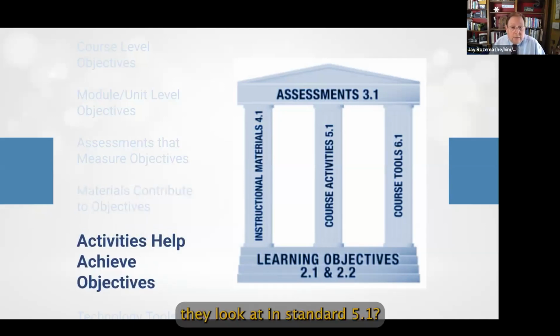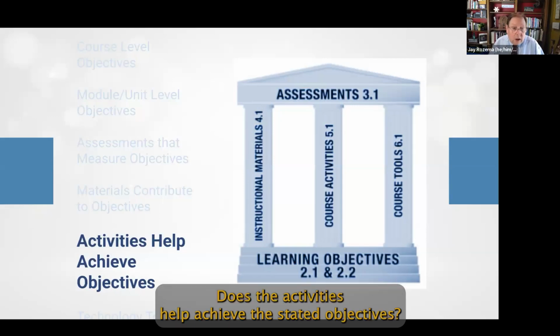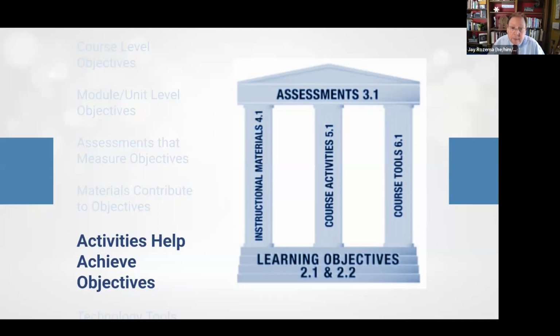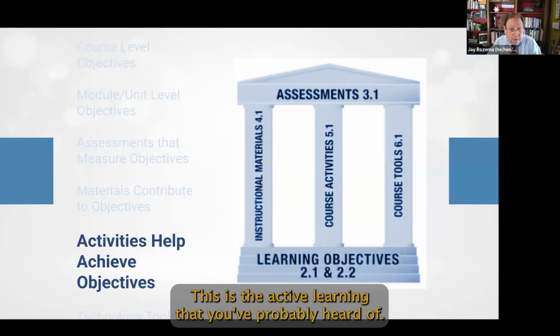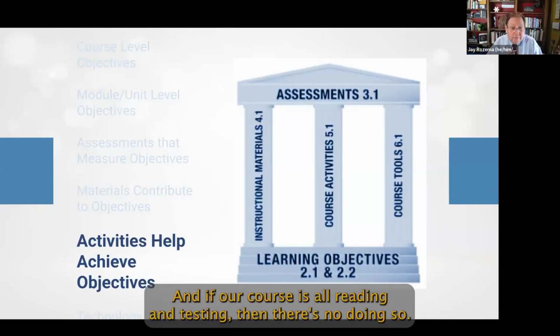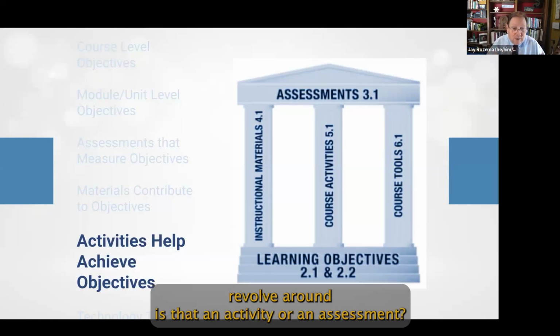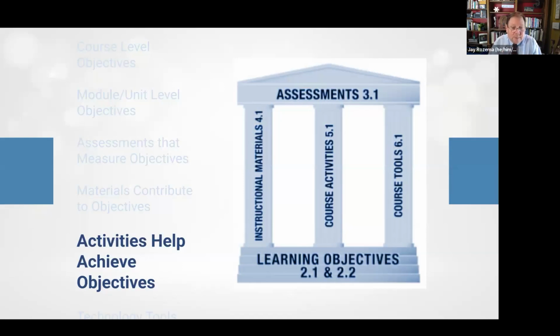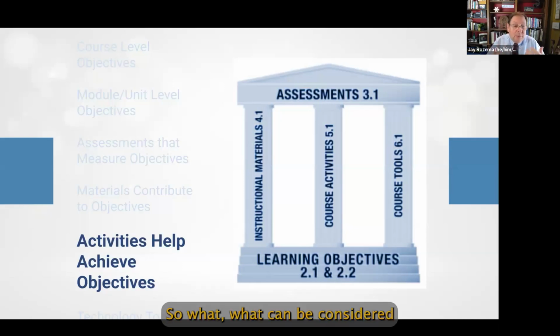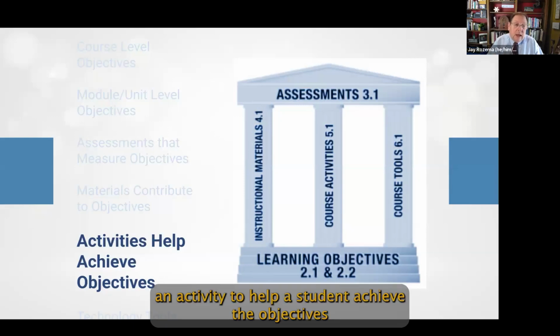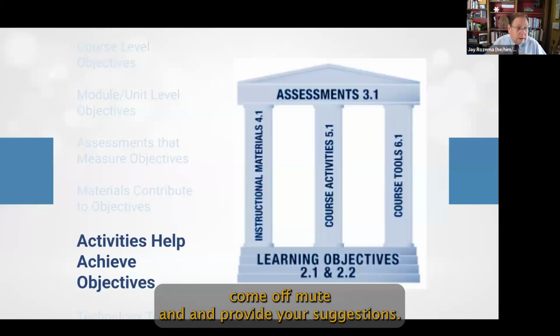They look at, in standard 5.1, do the activities help achieve the stated objectives? This is the active learning that you've probably heard of. Students learn by doing, and if our course is all reading and testing, then there's no doing. So I know in the world of QM and online learning, the biggest discussions revolve around, is that an activity or an assessment? So what can be considered an activity to help a student achieve the objectives? Come off mute and provide your suggestions.